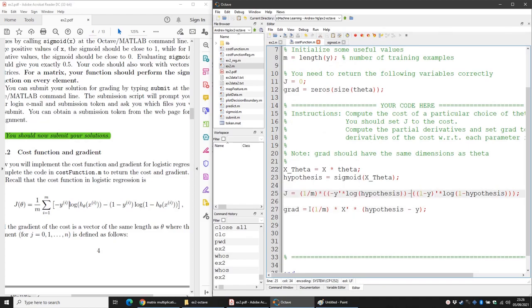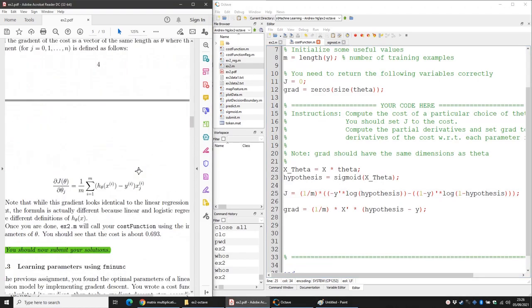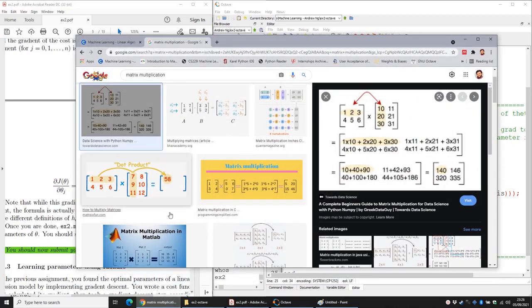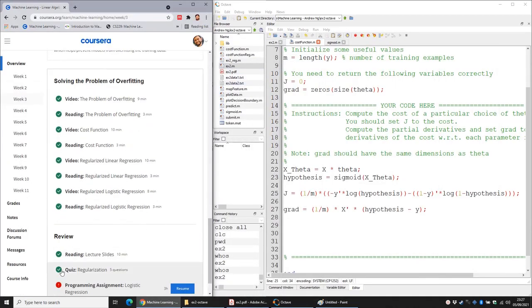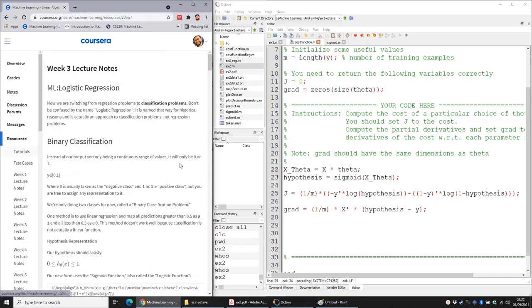Now, we will look at whether we can find the gradient. So this is where we have to be careful. We know from Andrew's notes that our gradient is going to be, you know what, let me show you from here.